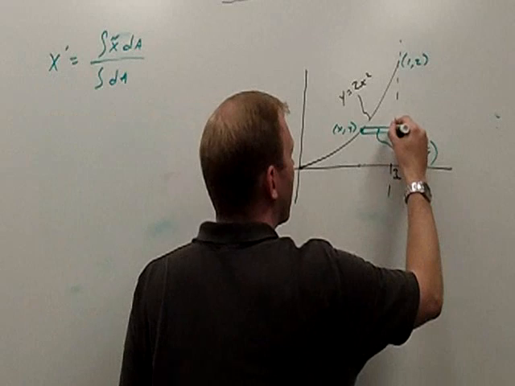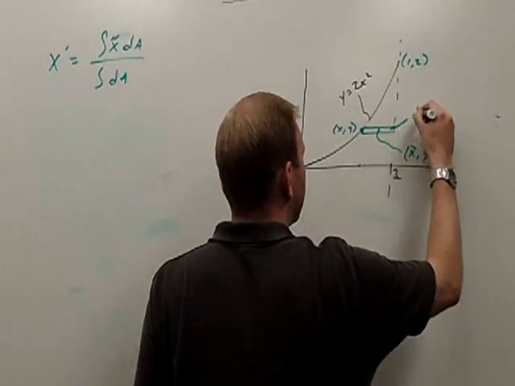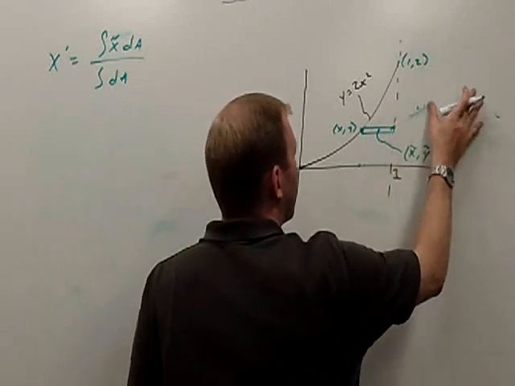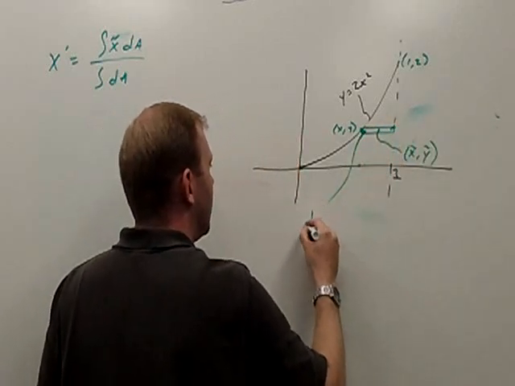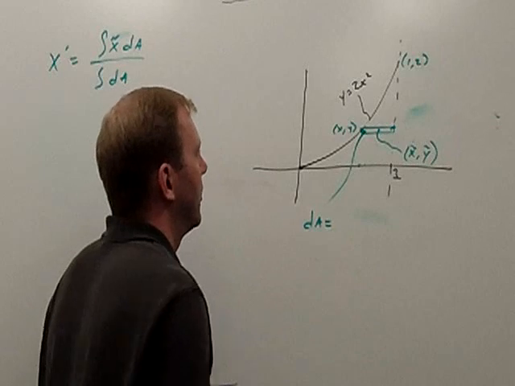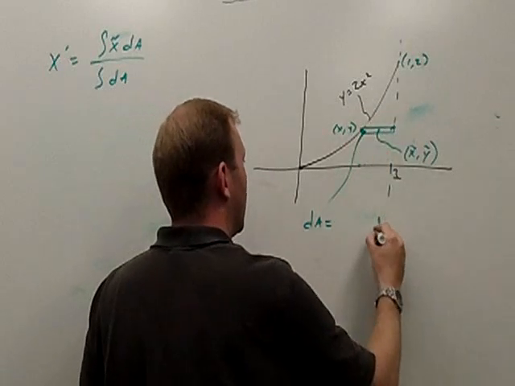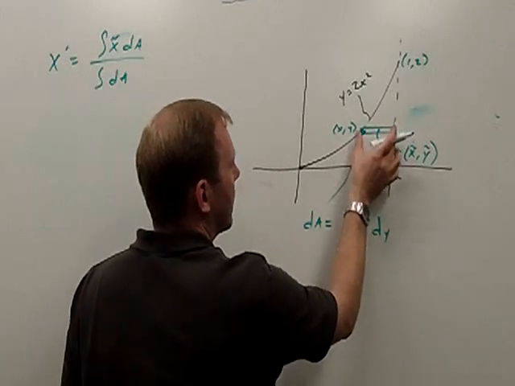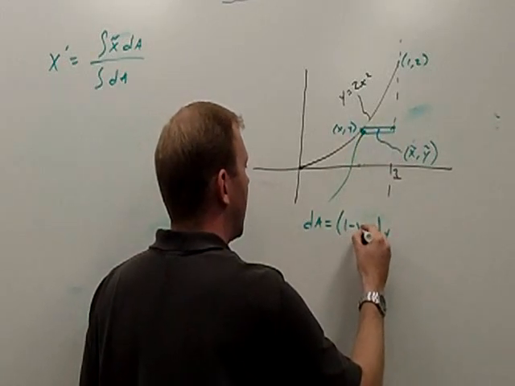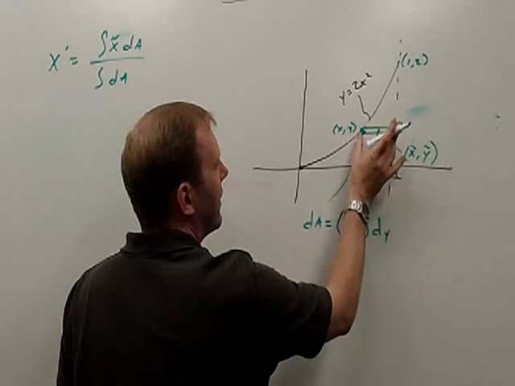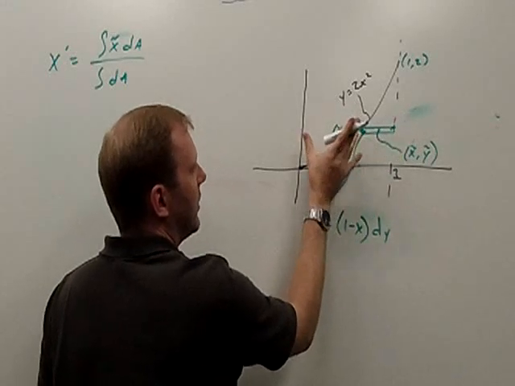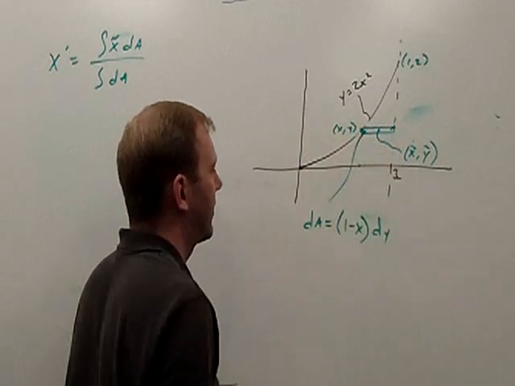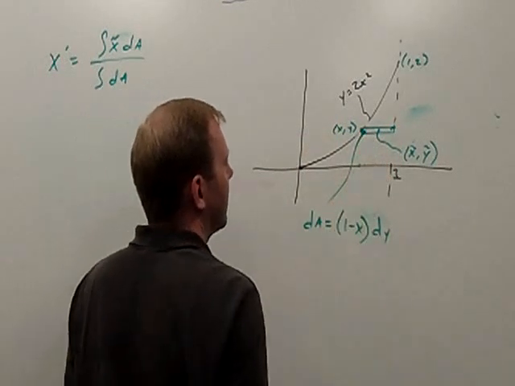Area is also going to be trickier. Okay, well, I'll do the area first. So dA is equal to, well, the height's easy. The height's just dy. The width here, well, x is at this point, so the width is simply going to be 1 minus x. Okay, so 1 minus x is this width, x is this distance here, so this is 1 minus x to get that. So it's 1 minus x times dy.